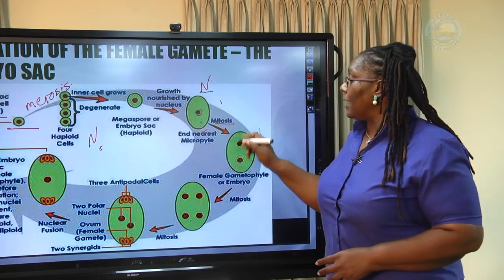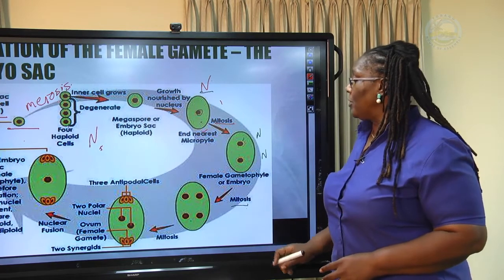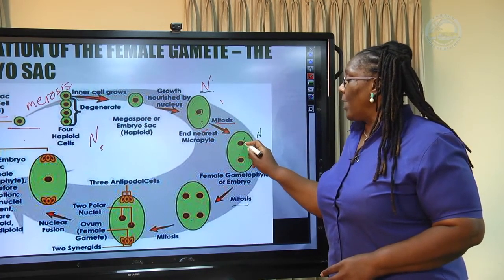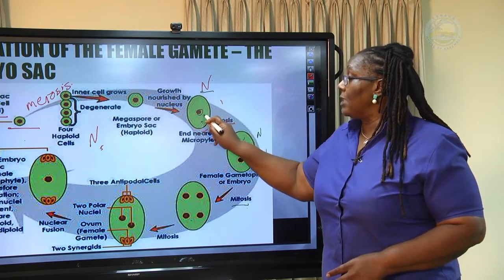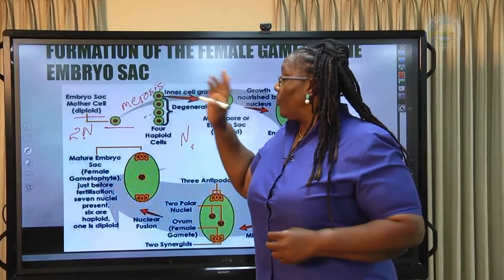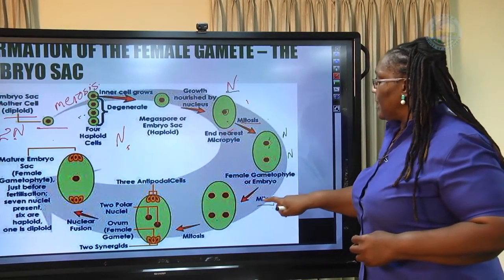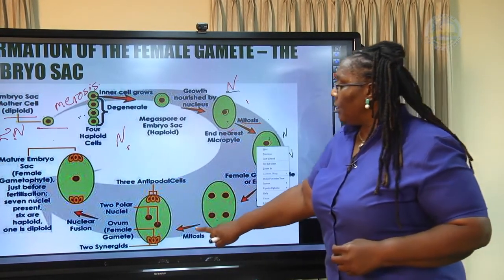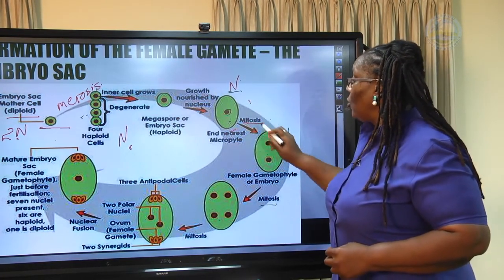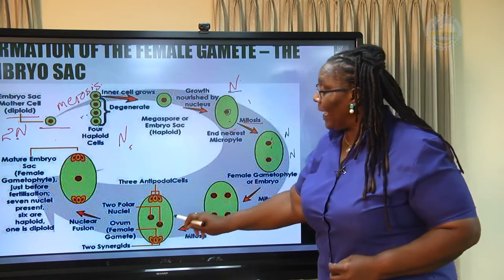Then a second mitosis takes place here. From here to here, the next mitosis takes place, and so you now have 4, because each nucleus goes through mitosis and produces 2. Every time mitosis takes place, you produce 2. Anytime meiosis takes place, you produce 4. So this was the first mitosis, this is the second mitosis, and this is the third mitosis. Good? So from here to here, you go from 1 to 2, and then from 2 to 4, and then from 4 to 8.